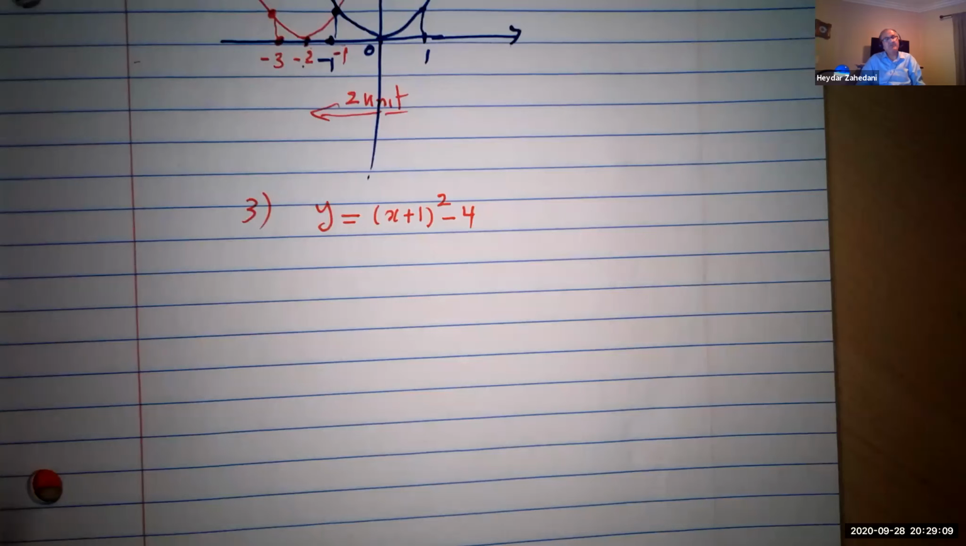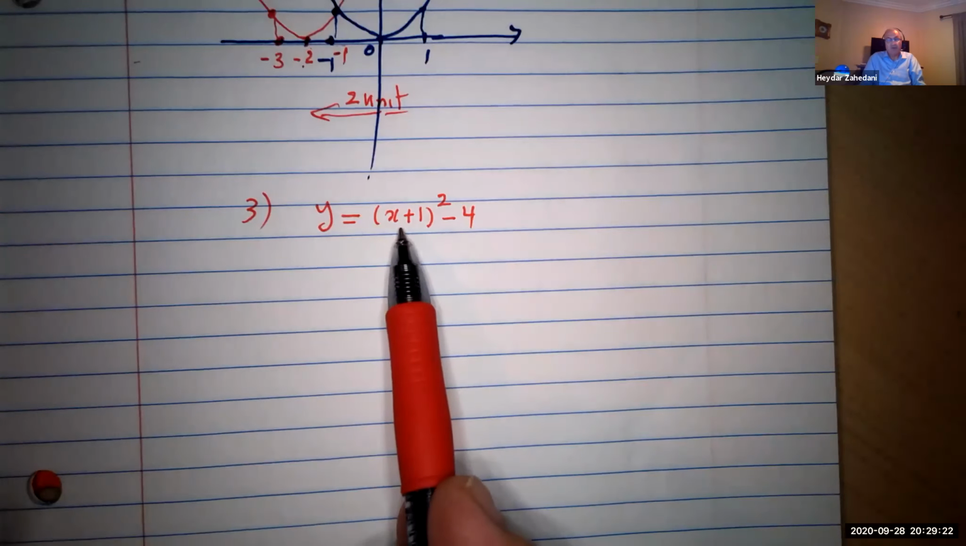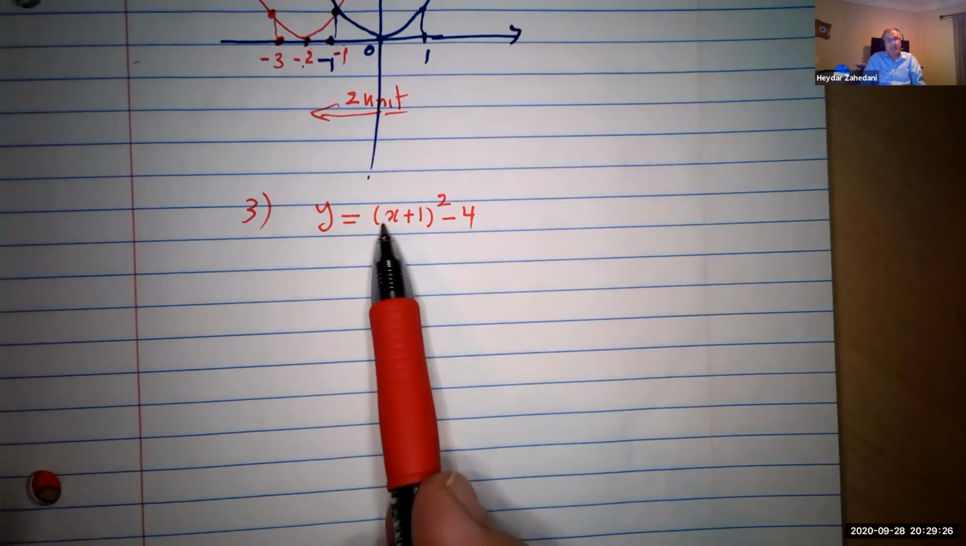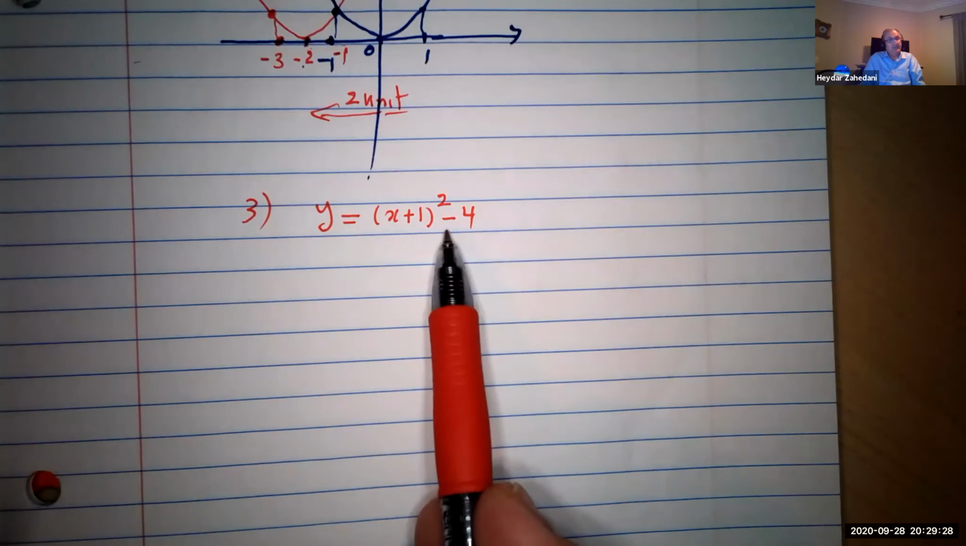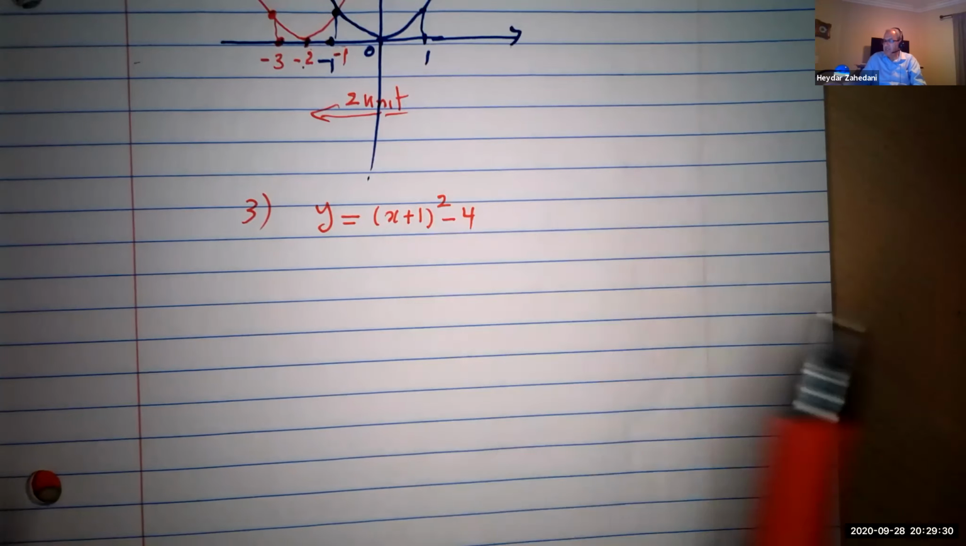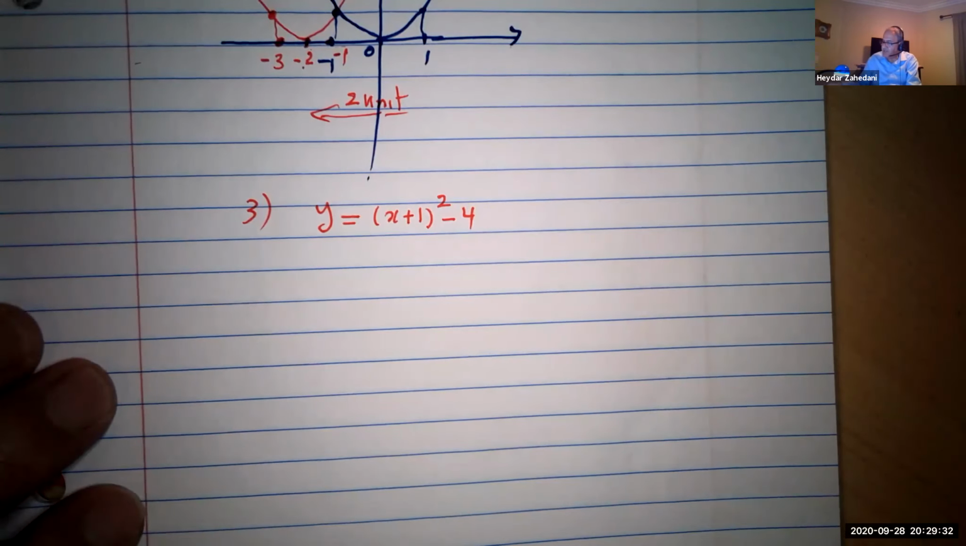Okay, you have to do this one in a couple of steps. So what we do is, first we start with y equal to x squared. Then we are going to shift it to the left 1 unit, and then we move it down. It's just a combination of these actions.